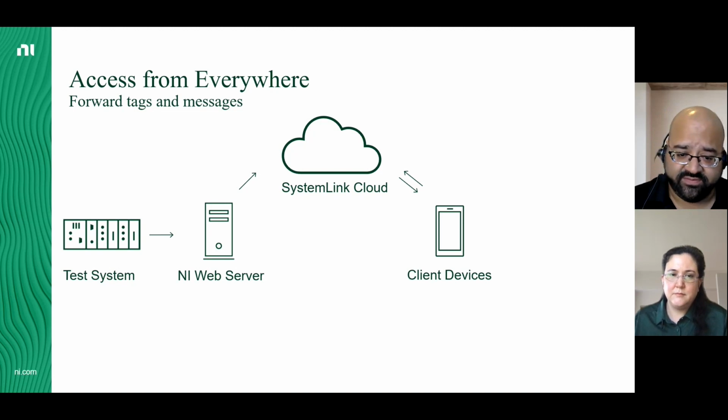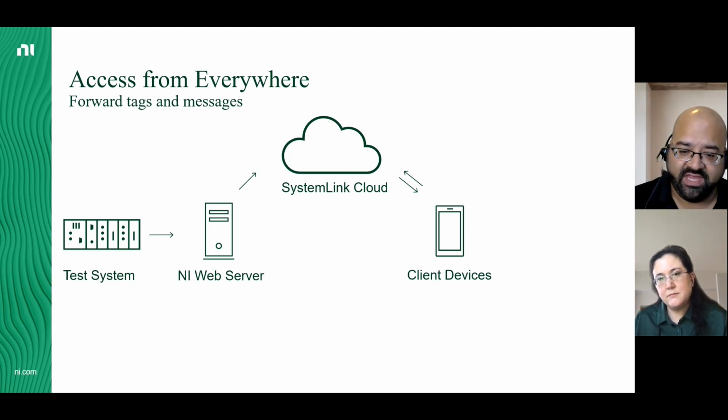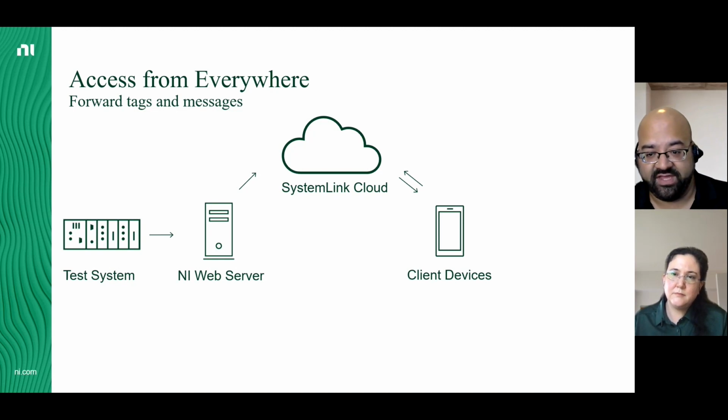On the NI web server, there's a feature called the Cloud Connector, which is a little UI that, when you log into it, you can put in your API key from SystemLink Cloud and choose which tags and messages on the web server you want to forward to SystemLink Cloud. Then your WebVI can communicate with the system exactly as it did before. It could read and write to tags and messages on systemlinkcloud.com.